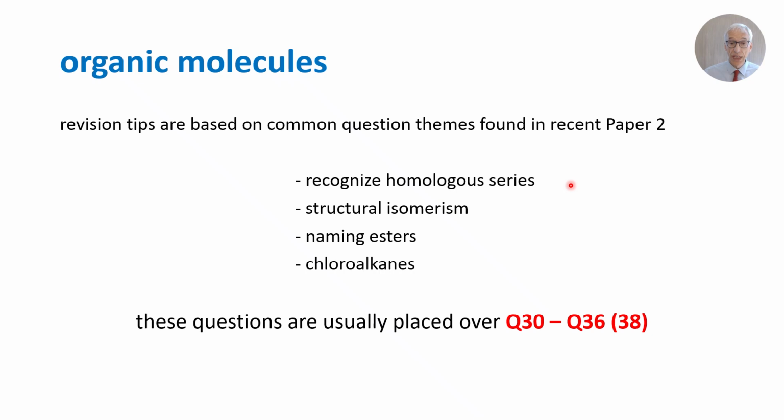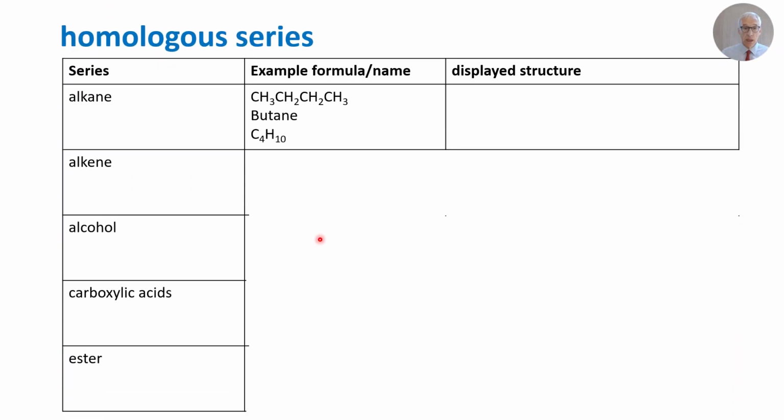Common question themes in recent paper 2s are all about recognizing homologous series, the idea of structural isomerism, then naming esters, recognizing and naming chloroalkanes. You'll usually find these questions placed between 30 to 36. The homologous series you'll be expected to recognize will be alkanes, alkenes, alcohols, carboxylic acids, and esters.